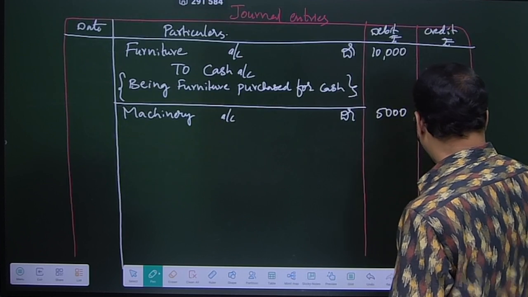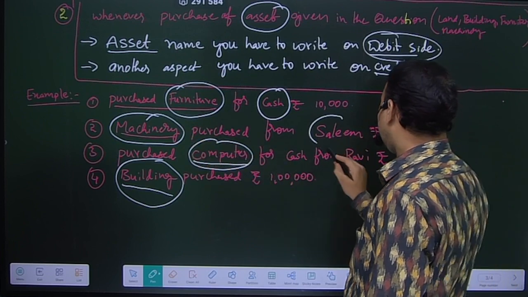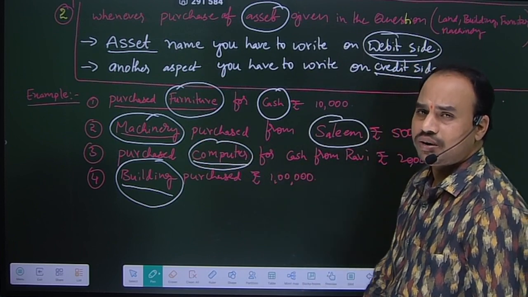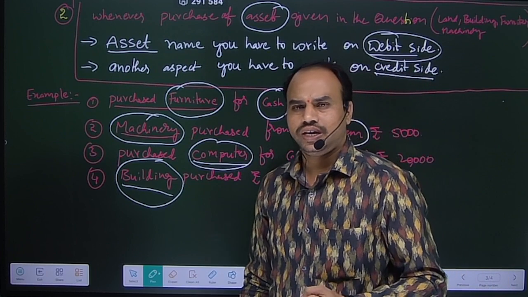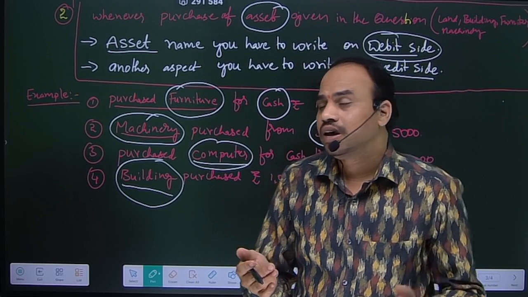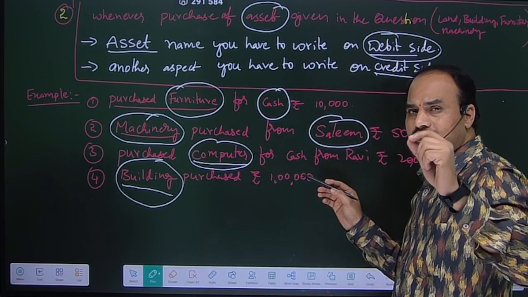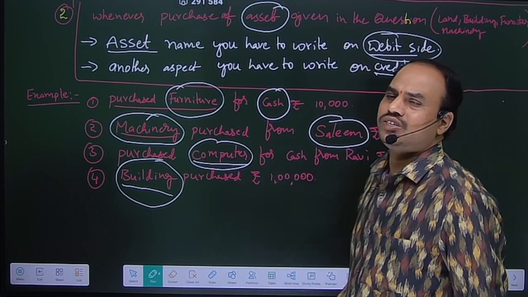Now see, from whom did we purchase here? Machinery purchased from Salim. Which name is given? From Salim. That means we purchased machinery from Salim without paying cash. How am I saying that? Because the name is given here. Just now I told you, whenever a name is given, that is a credit transaction.